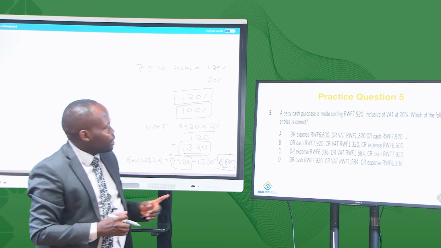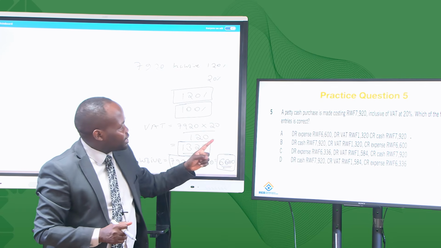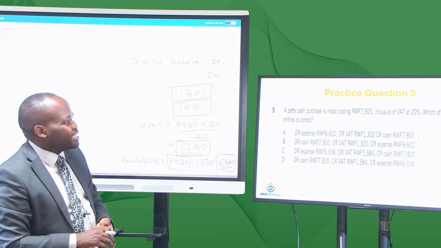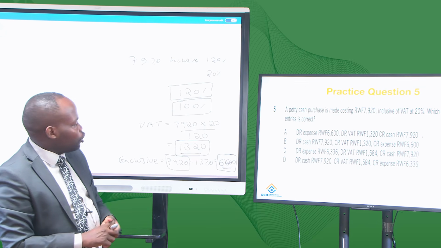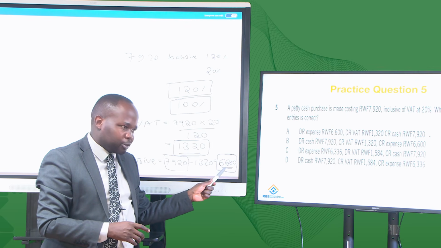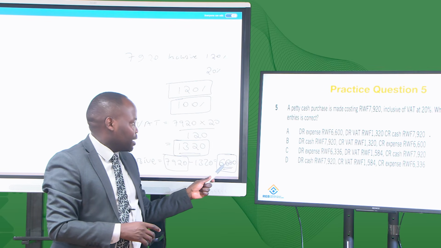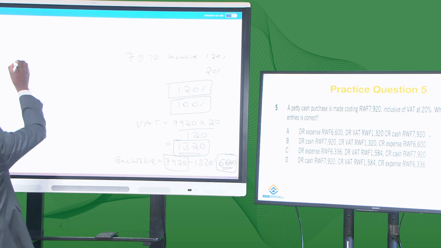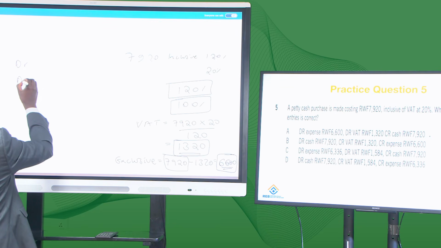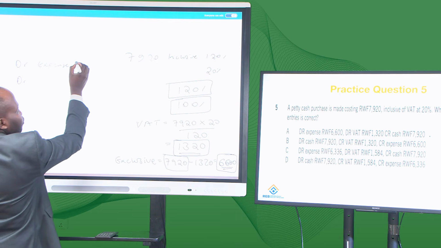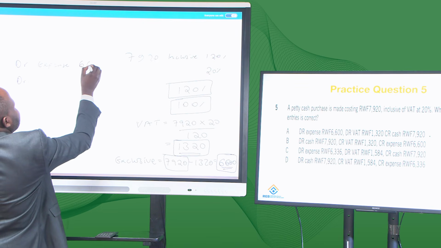So remember, petty cash purchase, so this is an expense. Expense is debited. So in this case, the net exclusive of VAT, you debit an expense of 66.00. And then you also debit the VAT component. So here you'll have two debits. Debit the expense itself of 66.00.